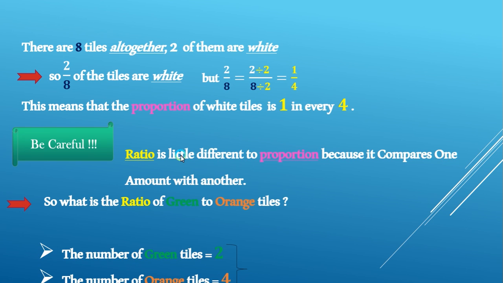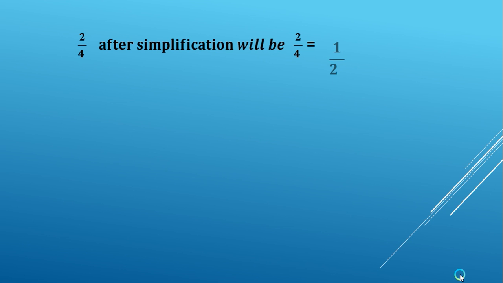I keep the order. I will start with the number of the green, which is 2, over the number of the orange, which is 4. I repeat, he asked me about the ratio of the green to orange. So the number of the green is 2, the number of the orange is 4. So the ratio of green to orange tiles is, in the same order, 2 up in the numerator and the second one in the denominator, 4. Is it clear? So 2 over 4 after simplification will be 1 over 2.